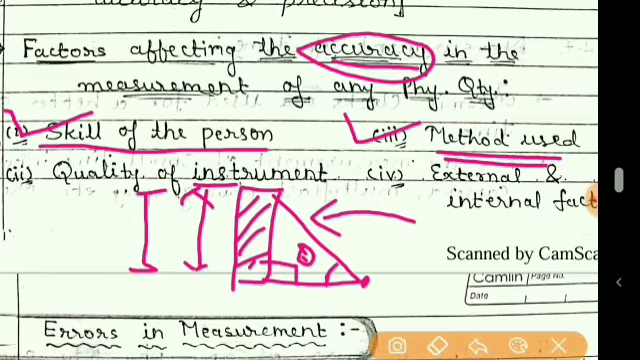Students, if I ask you which method is very good for measurement of the height of a building, with the help of a rope or by using the height and distance method, you must know that the method of height and distance is quite accurate compared to that of the rope.